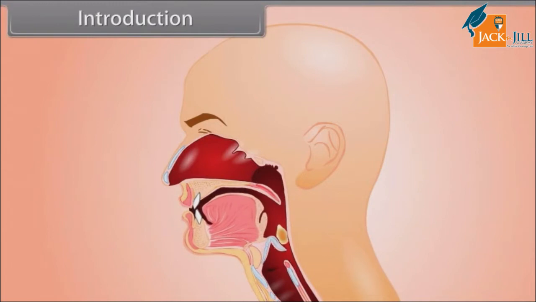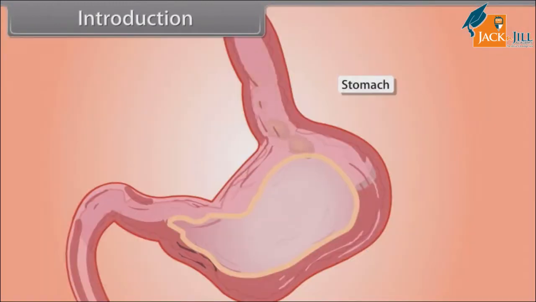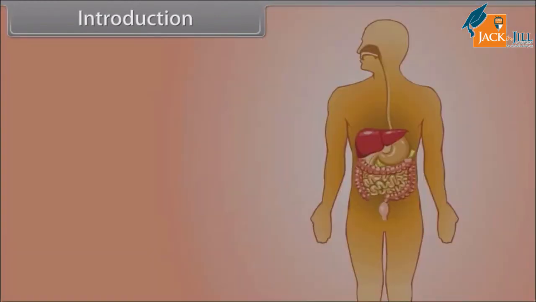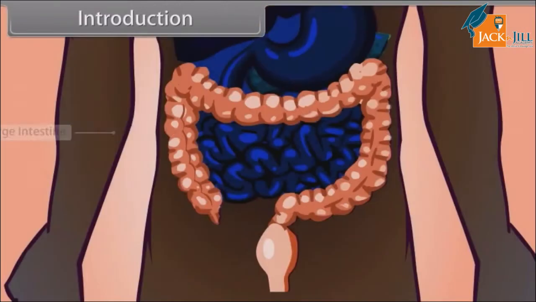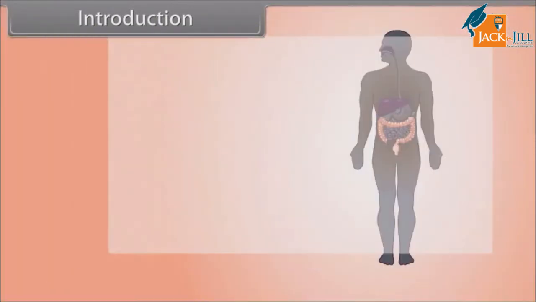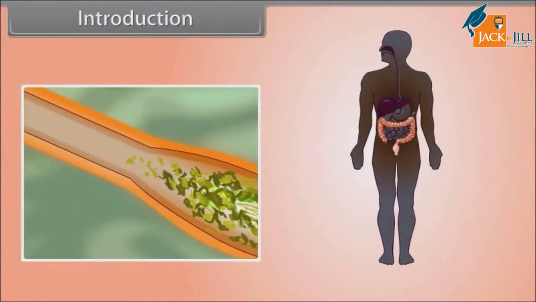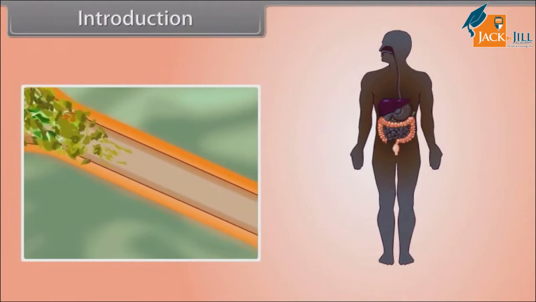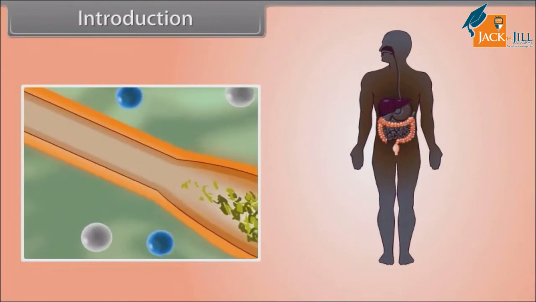Yes, through the mouth and then through the esophagus, food goes to the stomach where digestion of protein starts, and then food enters into the small intestine, from where the undigested food goes to the large intestine and is then ejected out from the body through the anus. After the digestion of food, the nutrients are absorbed from the digested products. So, throughout this module, we will learn digestion and absorption.